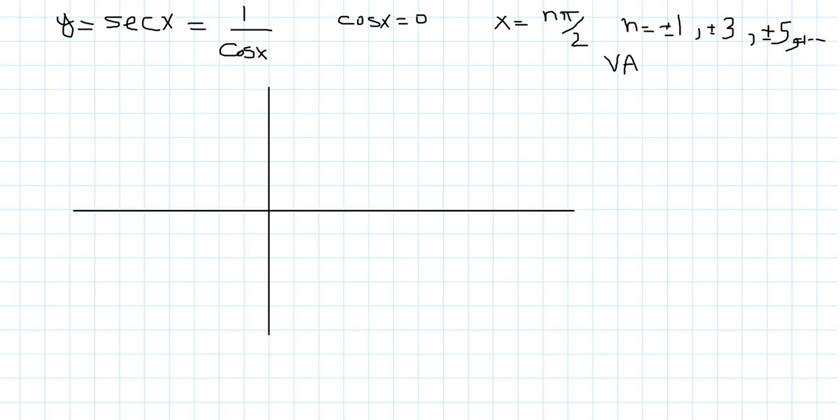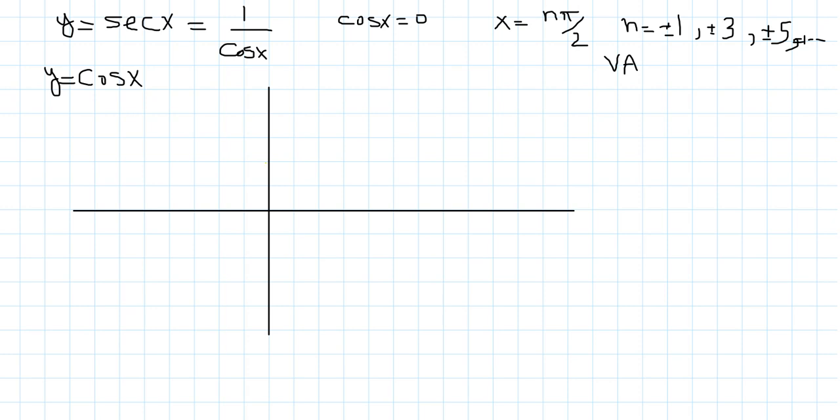To draw the graph of secant and cosecant, for secant it's better to draw only the graph of y equals cosine x first. Easily I can draw the graph of cosine x. What is the graph of cosine x? If you remember and if you see the previous videos, you can understand how to draw the graph of cosine x easily.